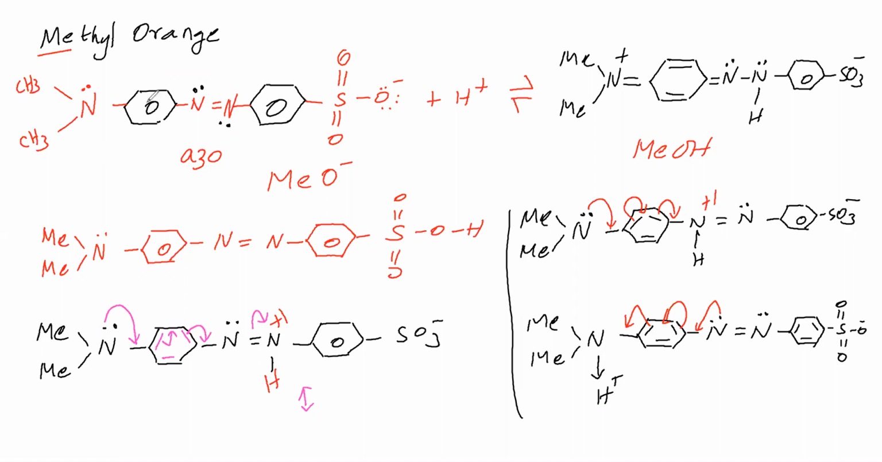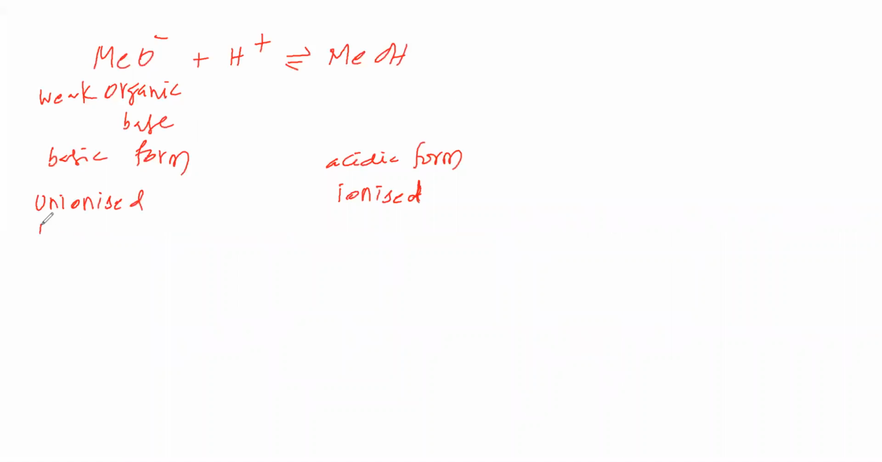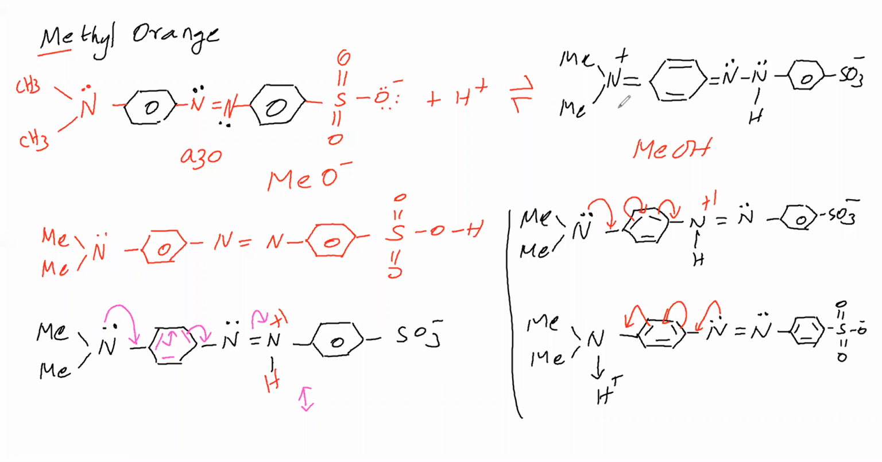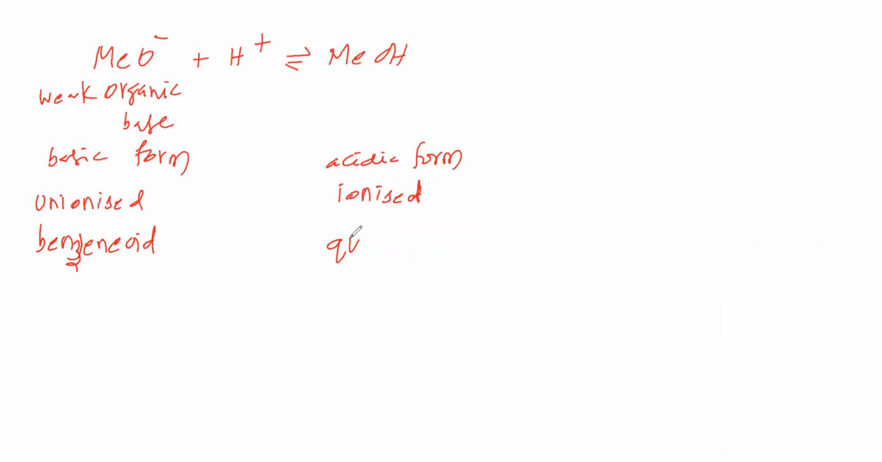In this one, it is a phenyl ring. That means a benzene ring is present here. Therefore, it is called the benzenoid form. Okay, so we are calling this the benzenoid form. This one is what we will see. In this one, a quinone ring is there. Therefore, we can call this the quinonoid form.